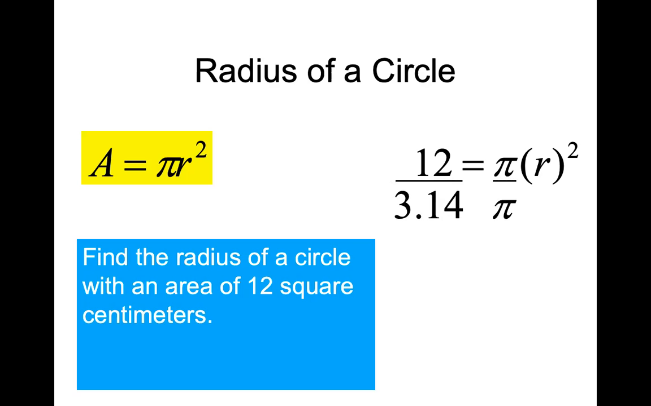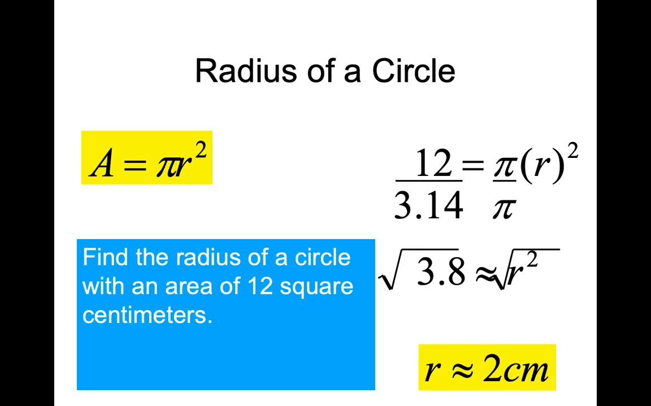Okay, now you grab your calculator. 12 divided by 3.14, or the pi key, either one. 3.8. Yes? This doesn't say r, it says r squared. How do we get rid of the square? Now, if you don't have a calculator in your hand, you're not doing your job. To get rid of squaring, we take the square root of both sides. Make sure that you get that number right there.